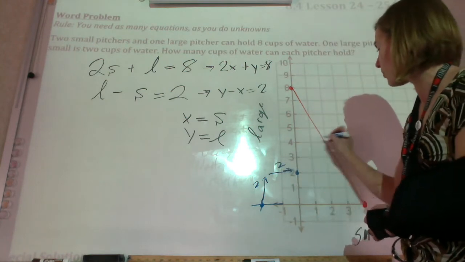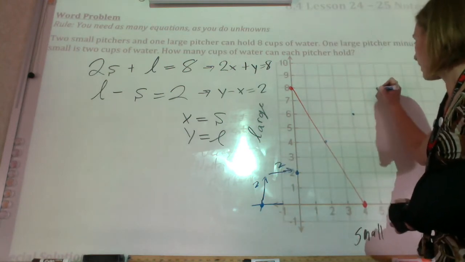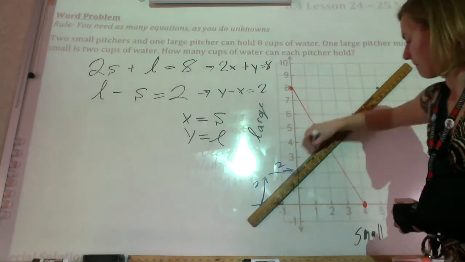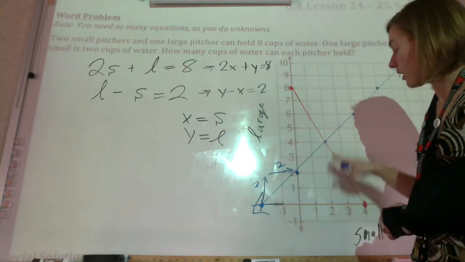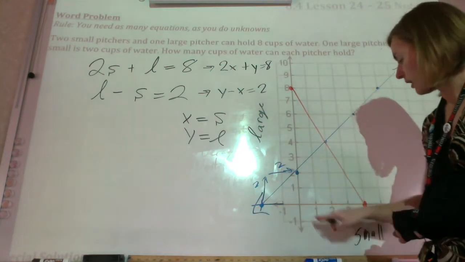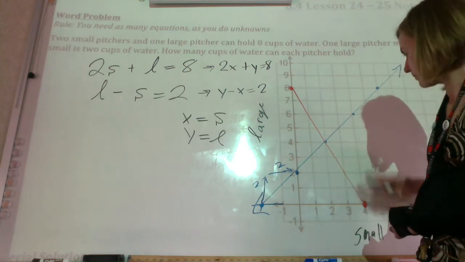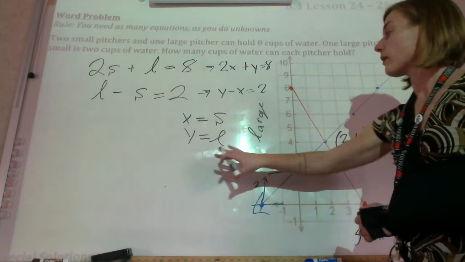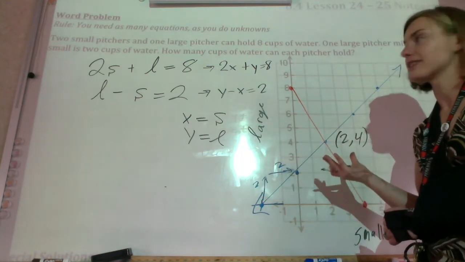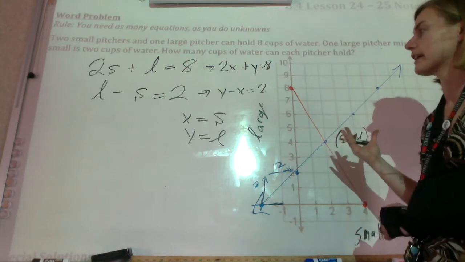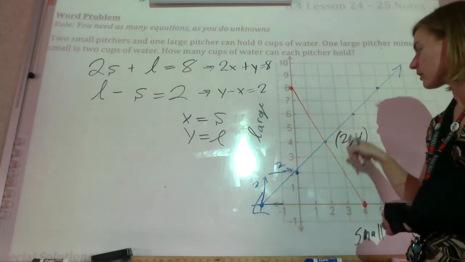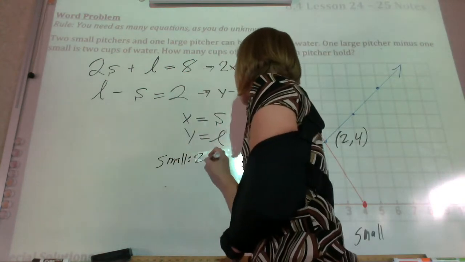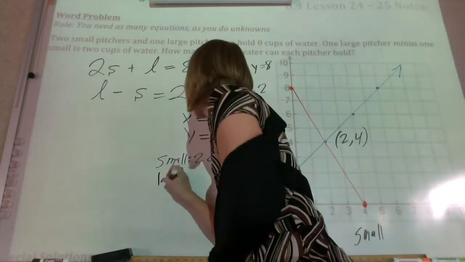So maybe I want to draw one more point on here just to make sure I'm going in the right direction. And a lot of you can see we've already kind of discovered where they cross. So remember, where they cross is our solution. So they cross at 2, 4. So we have to take a look at our solution and see what it means as far as what was happening. Because saying 2, 4 is a solution is not what it's asking. It's asking how many cups of water each can hold. Well, x was my small, so that means that the small pitcher can hold 2 cups of water, and the large pitcher can hold 4.